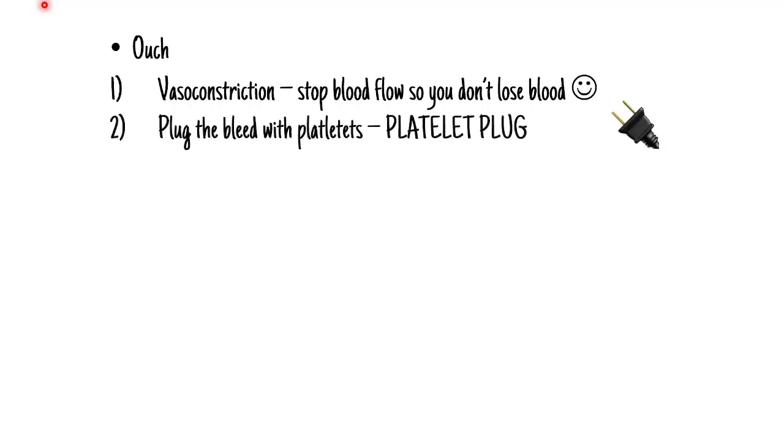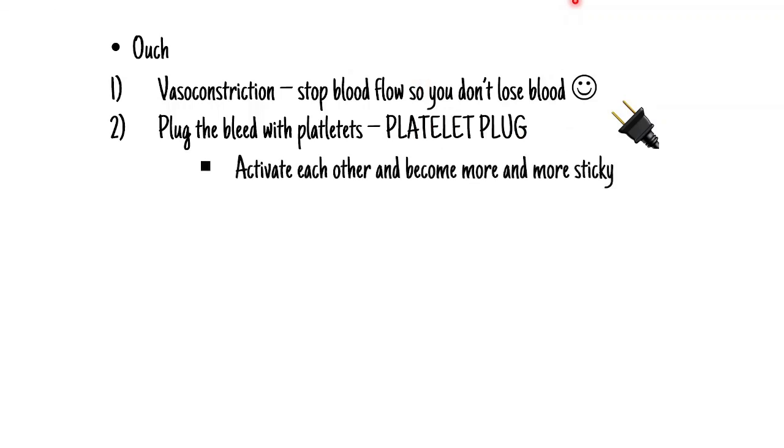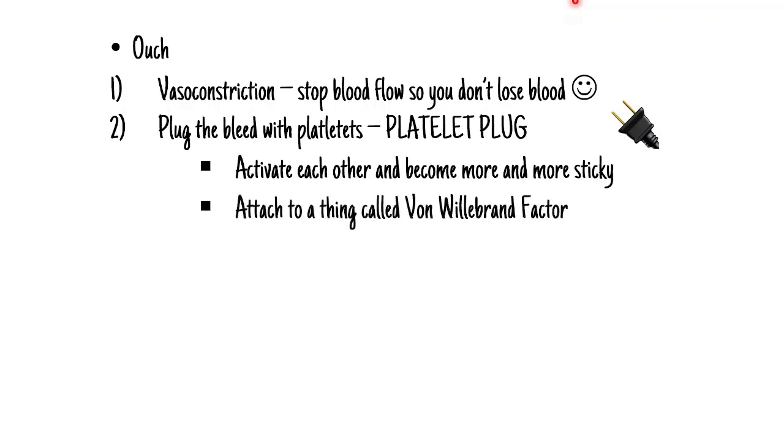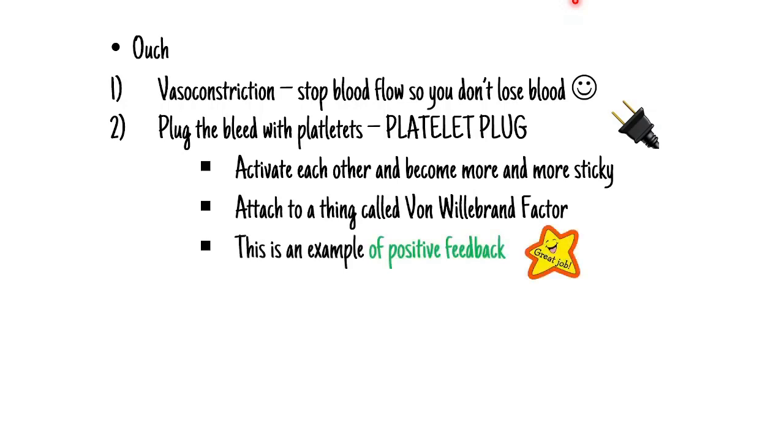The next step of haemostasis is plugging this bleed with something called platelets, which I'm sure you've heard of, and this forms the platelet plug. Once you get one platelet that's been activated and knows it's time to plug this hole, it's going to recruit other ones, like, there's a problem here, let's get a move on. They also attach to something on the vessel wall called von Willebrand Factor, which anchors them in place. This is an example of positive feedback.